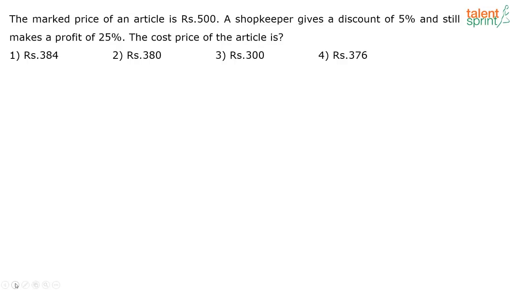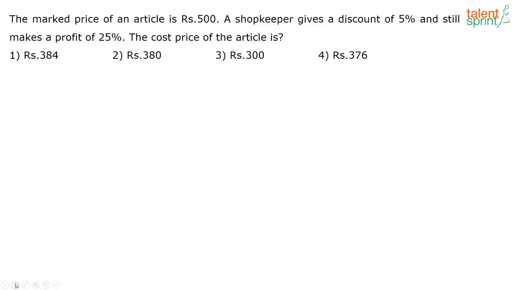The marked price of an article is rupees 500. A shopkeeper gives a discount of 5% and still makes a profit of 25%. The cost price of the article is dash. So the marked price of the article is 500 and the shopkeeper is giving a discount of 5%.